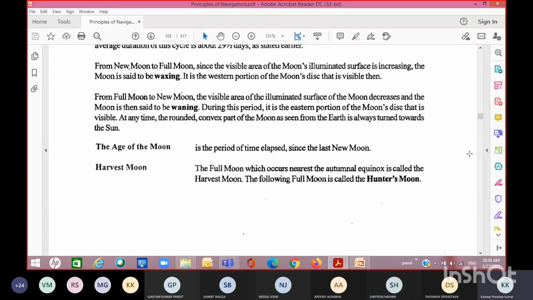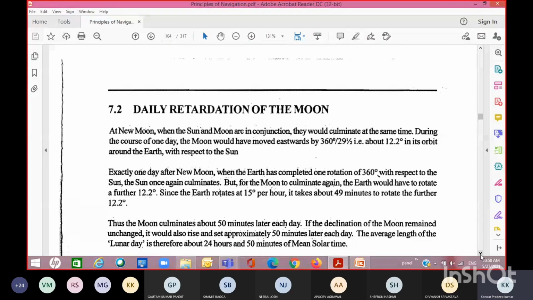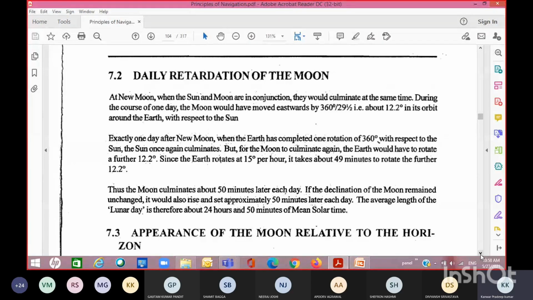You see the definition on top over here on the screen now. The age of the moon is the period of time elapsed since the last new moon. Since the last new moon, because there has to be a reference point always. We will forget all these things, harvest and all. We'll come to the daily retardation of the moon. There's one more very important aspect of the moon.